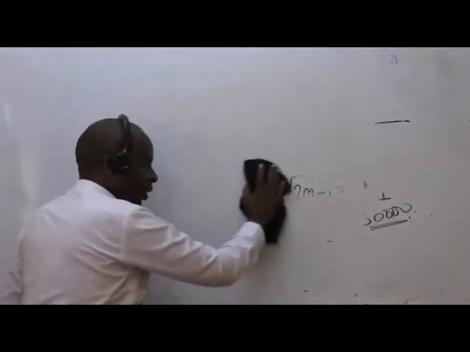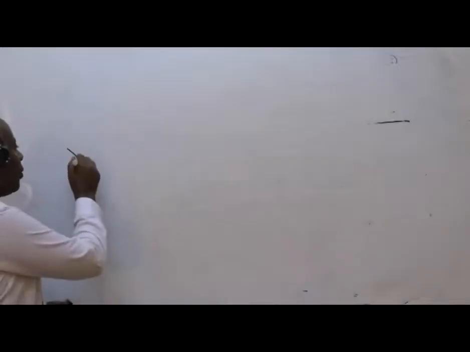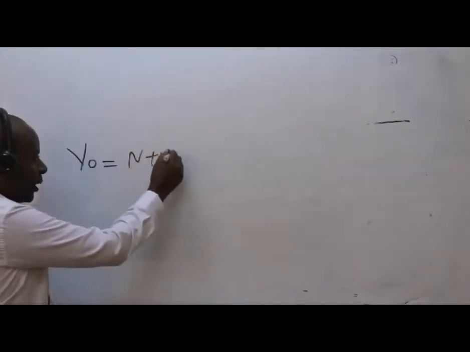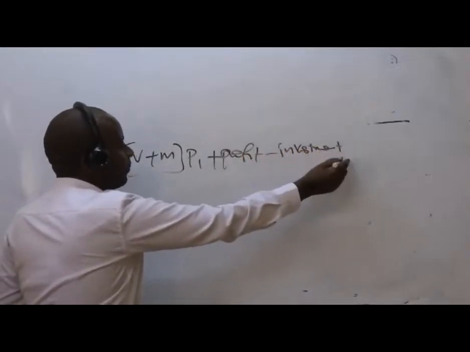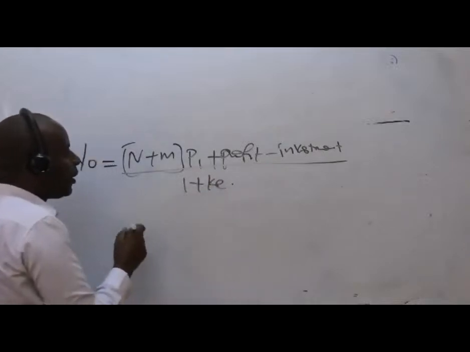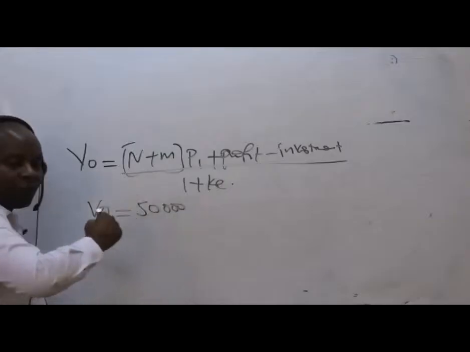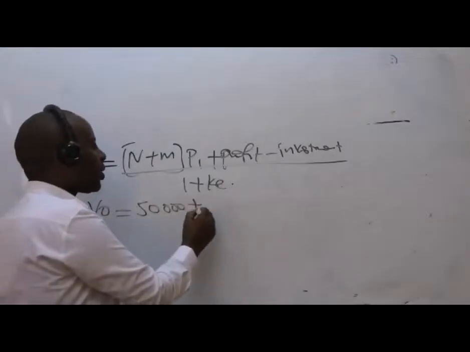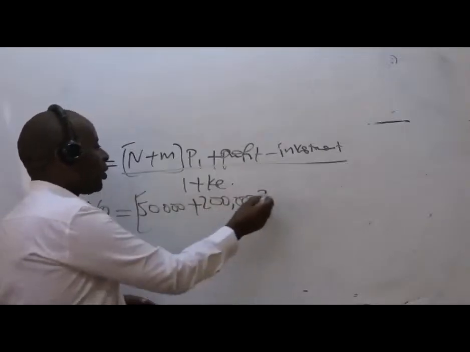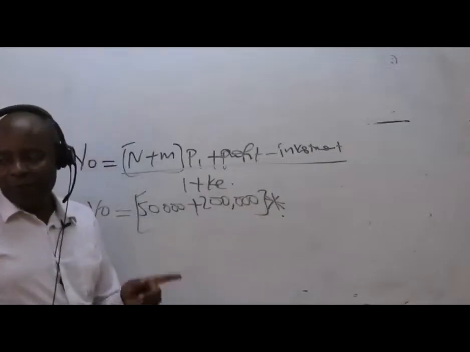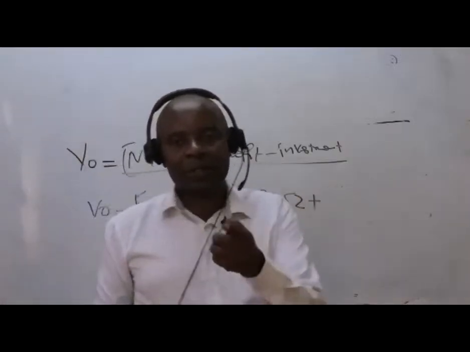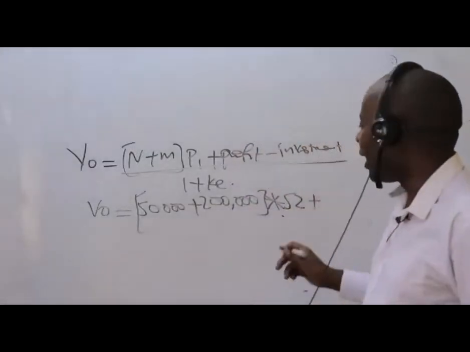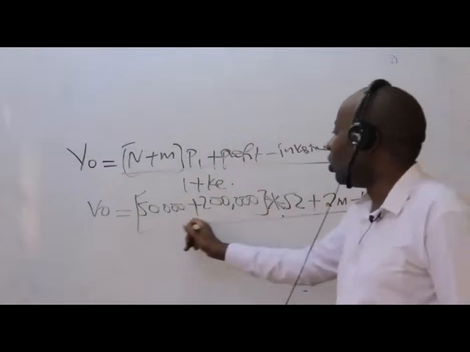So, ladies and gentlemen, this is what I will be having in my formula. My V0 will be equal to the new shares plus the old shares, multiplied by P1, plus any profit we generate minus any investments we shall make in the current year, all over 1 plus Ke. So the new shares, you guys have given me a figure of 50,000. Plus old shares, 200,000, times P1. P1, if my memory serves me well, is 52, plus the profit we shall make as an organization this year. Of course, that profit doesn't keep on fluctuating. That profit is 2 million. Investments are 4 million. All over 1 plus 0.1.